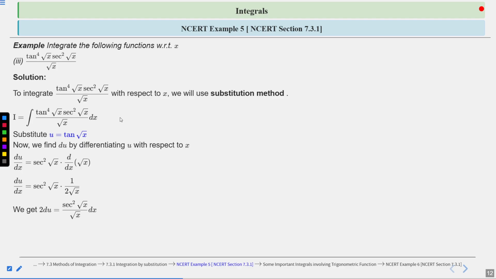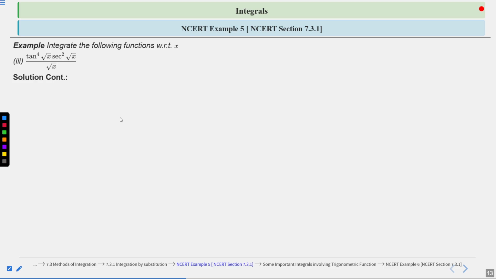So therefore we get 2 du equal to sec square root x upon root x dx. Now substitute u is equal to tan root x, and 2 du is equal to sec square root x upon root x dx, into I, which is the integration of tan root x to the power 4 into sec square root x upon root x dx.